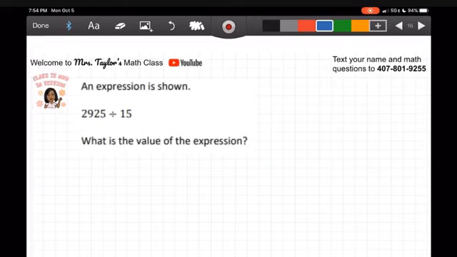So, let's do this problem here. It says an expression is shown, 2,925 divided by 15. What is the value of the expression? So this is just a basic division problem. So we have 15 into 2,925. How many times does 15 go into 29? That would be 1 time. 1 times 15 is 15. Let's subtract. And this is going to be 14. And we're going to bring down this 2.